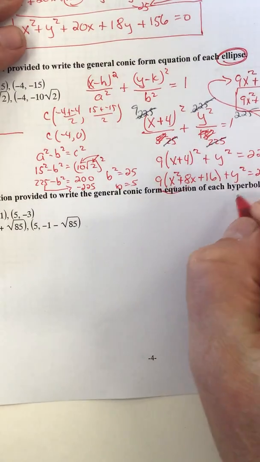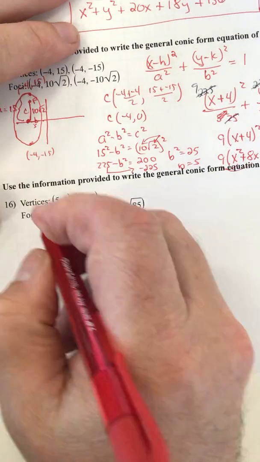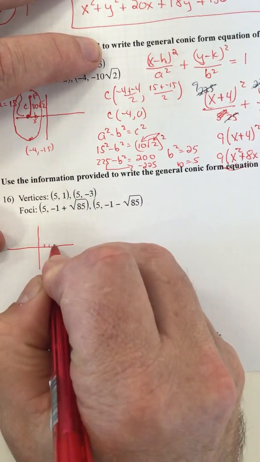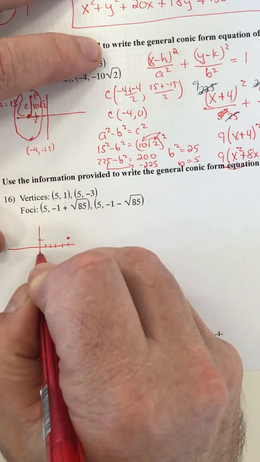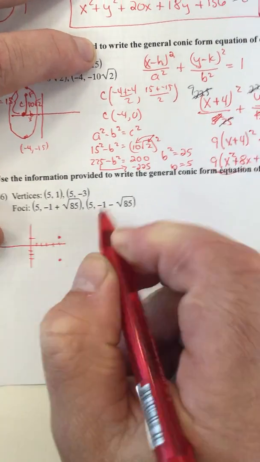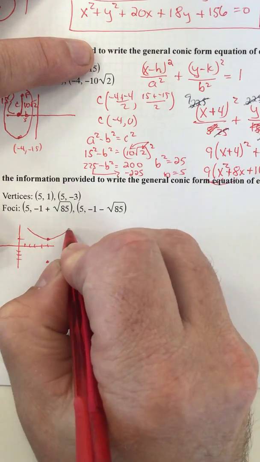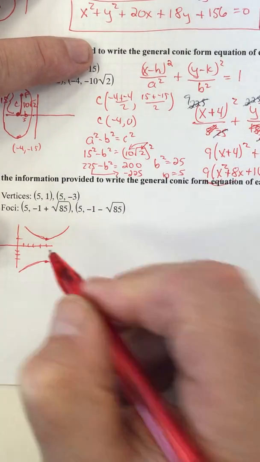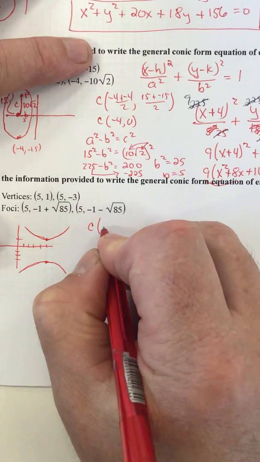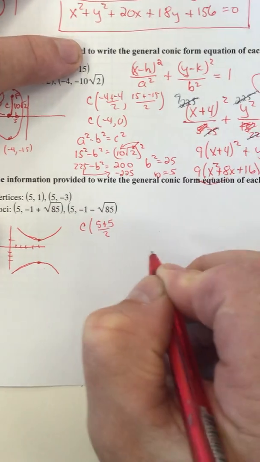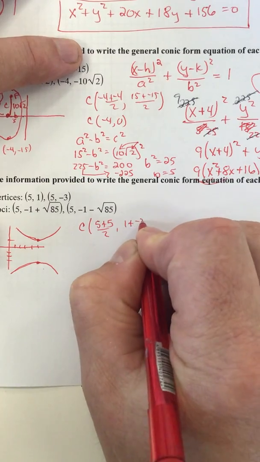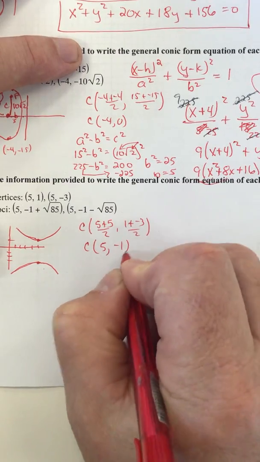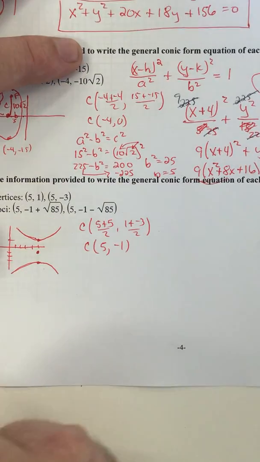Okay, 16, now they want us to do a hyperbola. Let's take a look at what we got going here. 5, 1 is a vertex, and 5, negative 3. So it's looking something like this. The center is halfway between there. It's 5 plus 5 over 2, and then 1 plus negative 3 over 2. So the center is at 5, negative 1.